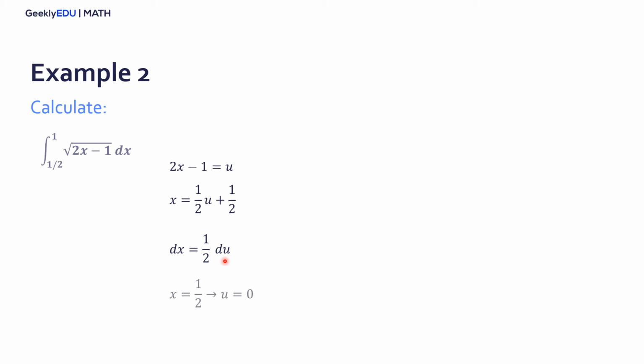Now, let's take a look at the limits, all right? So for x equals 1/2, we have that u equals 0. We can take a look at this right here in our first equation. So x equals 1/2, this equals 1, minus 1 equals 0. And well, for x equals 1, we have 2 times 1 minus 1 equals 1. x equals 1, u equals 1.